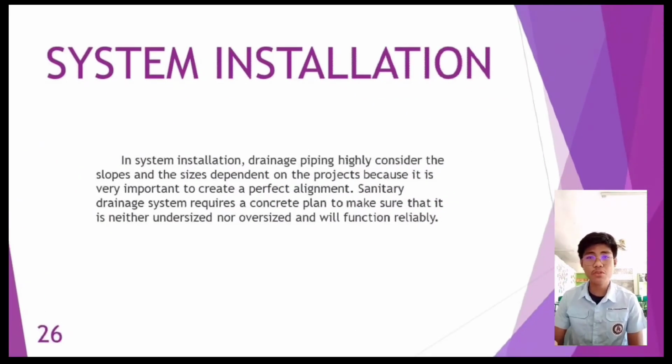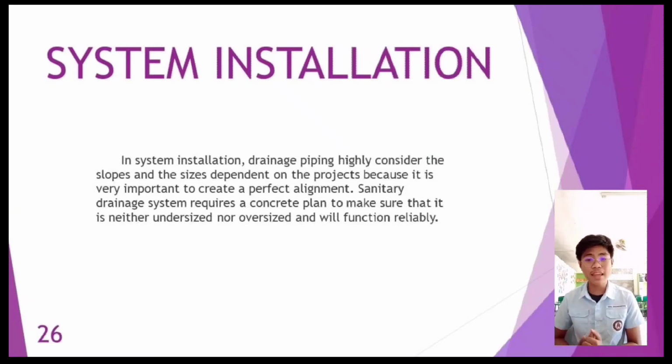In system installation, drainage piping highly consider the slopes and the size dependent on the project because it is very important to create a perfect alignment. So, dito nga sa system installation, kailangan nating i-consider yung size tsaka yung slopes depende sa project na ating gagawin. For example, sa isang building or sa factory tayo gagawa ng drainage system. Hindi naman pwede na maliit na pipes lang yung ilalagay natin doon, di ba? Kasi nga, di ba madaming source ng wastewater na manggagaling doon. So, kailangan din natin i-consider yung mga size ng pipes na gagamitin natin. Unlike sa bahay na pwede kasi konti lang or yung member lang ng family yung gumagamit noon.